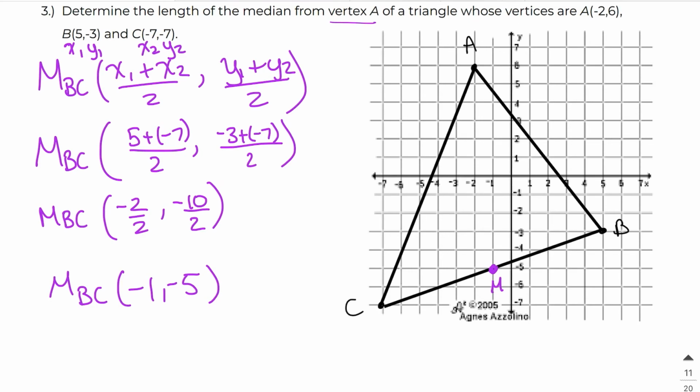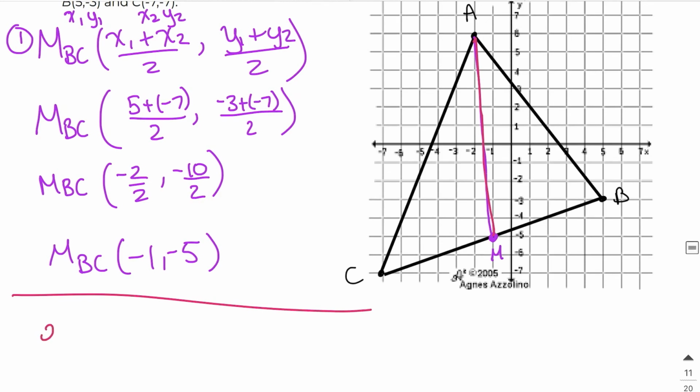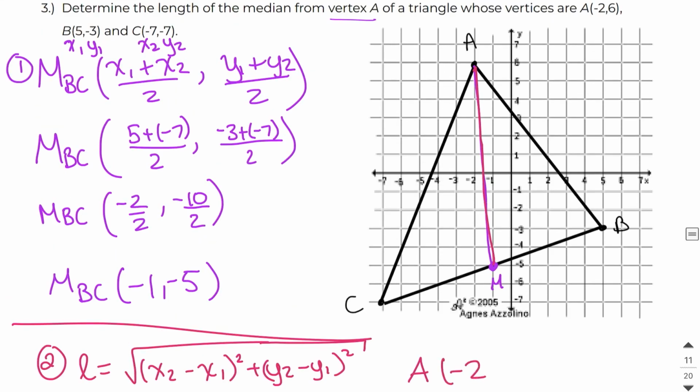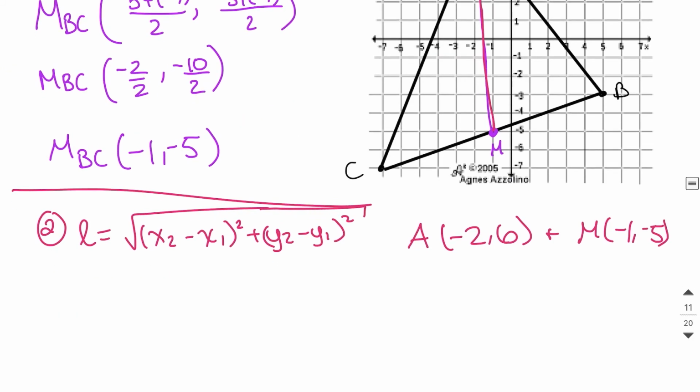Now I want to calculate the distance from A to M. So to find this distance right here, step 1 was to find the midpoint. To find the distance, I need to use the distance formula. So it's telling us that the length is the square root of x2 minus x1 squared plus y2 minus y1 squared. And I need to use the points A, which is negative 2, 6, and M, which is negative 1, negative 5. And I'm just going to plug in that information here. So L is equal to the square root of x2 here. So here this is x1, this is x2, this is y1, this is y2.